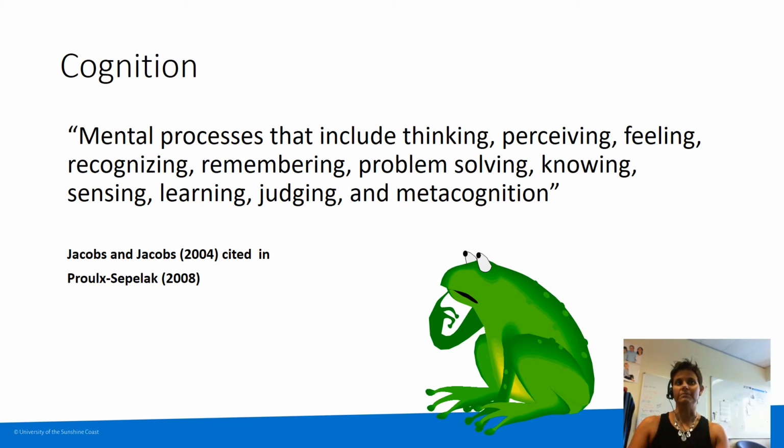So what is cognition? Cognition is mental processes that include thinking, perceiving, feeling, recognizing, remembering, problem solving, knowing, sensing, learning, judging, and metacognition. This is quite a mouthful. There's lots in there, but as you can imagine, really important for all of our clients. Cognition is the real thinking stuff, that stuff that's more abstract and possibly not as easy to conceptualize as muscle strength, range of motion, and the other physical conditions. We're thinking more of the abstract now.